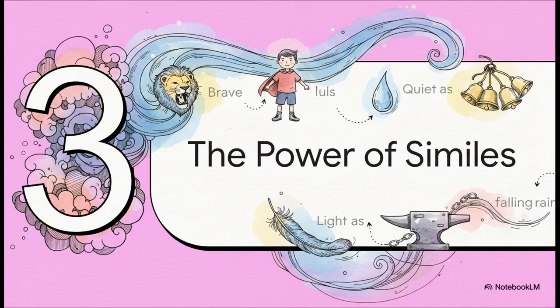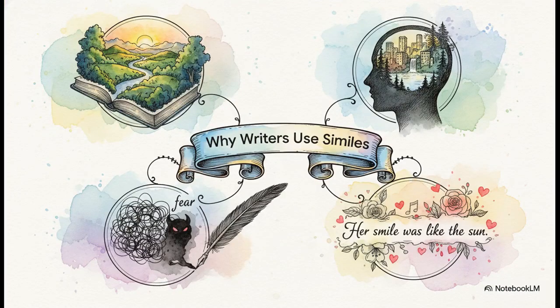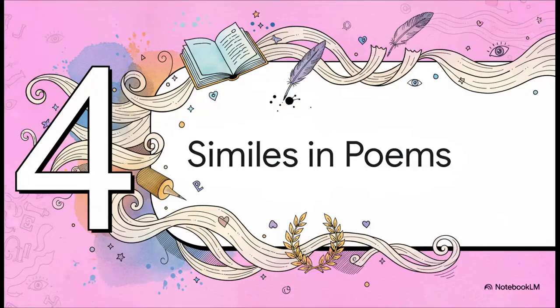So we know what they are, we know how to find them, but so what? What's the big deal? Why do writers even bother? Well, let's get into the real power behind this little device. Oh, there are a ton of reasons. Similes make the images literally jump off the page. They help you, the reader, see things in your mind's eye with amazing clarity. And they can take these huge abstract ideas, I'm talking love, fear, loneliness, and make them feel solid and understandable. And on top of all that, they just add so much beauty and emotion, making the writing feel way more relatable.